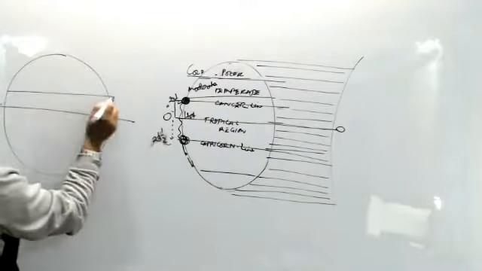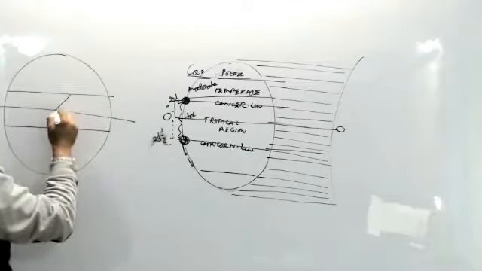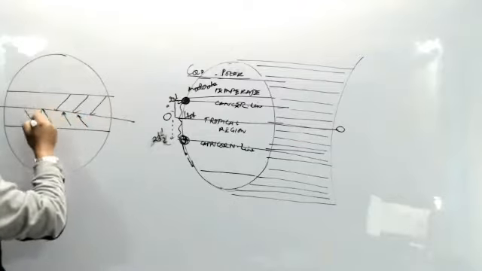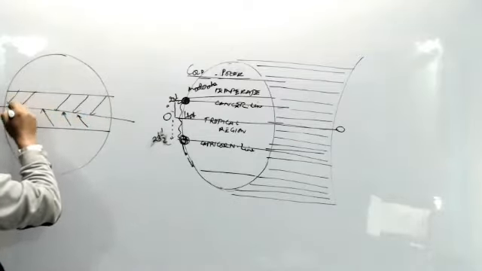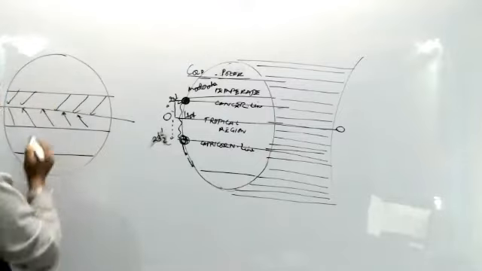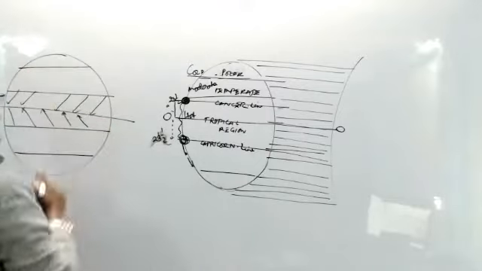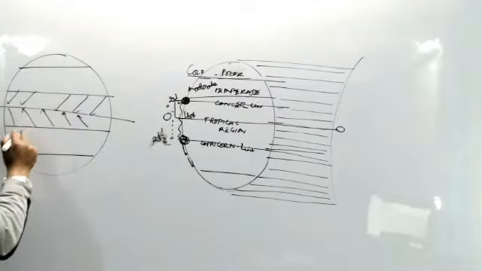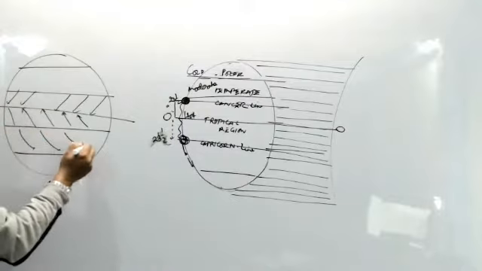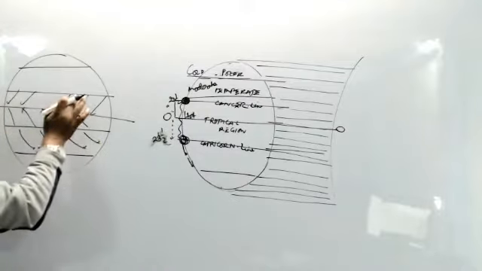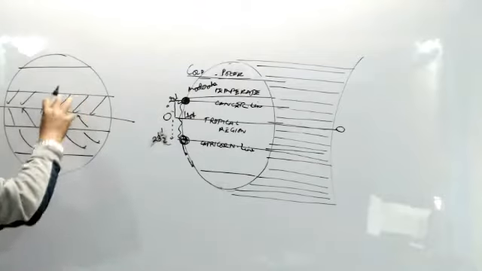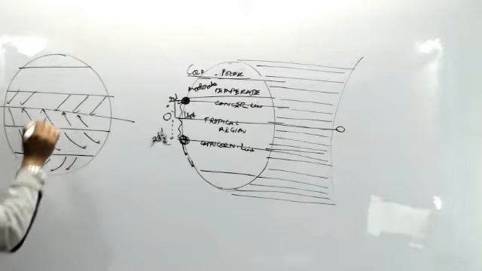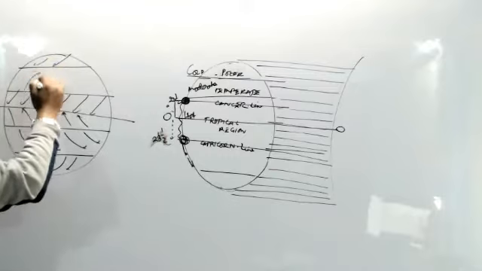These are called trade winds. It is moving from east to west direction. And one more pressure belt is here. What do we call this pressure belt? This is the westerly wind. This is called the trade wind belts, and this is called the westerlies belt. This is called the easterlies belt, and this is called westerlies.